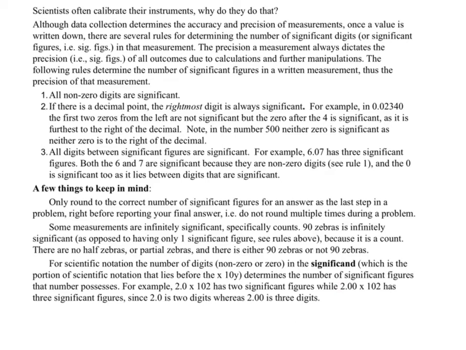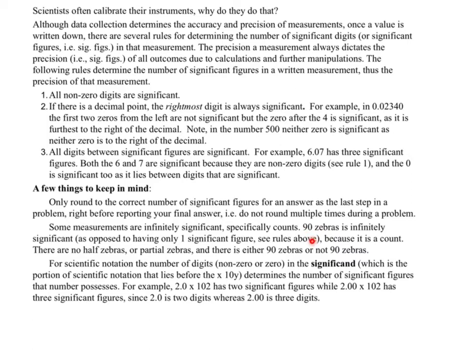Another thing to keep in mind, some things are infinitely significant. For instance, counts. Counts are infinitely significant. If we were talking about a herd of zebra and there were 90 zebras, well, there's 90 zebras or there's not 90 zebras. There's not 90.5 zebras or 89.5 zebras. That'd be gory. So for counts, you can basically just say that it's infinitely significant. So for instance, normally if I were to look at 90, I might say, oh, its significant value is 1.